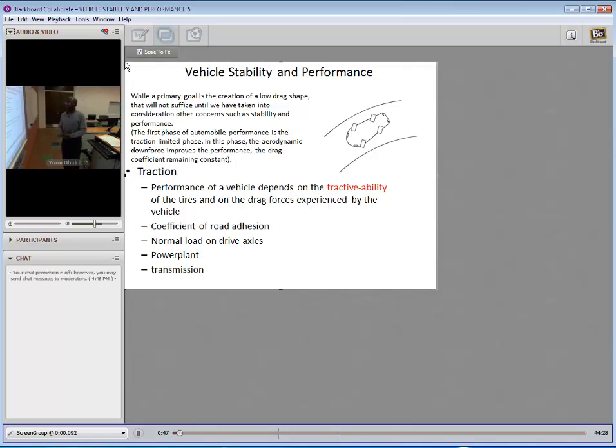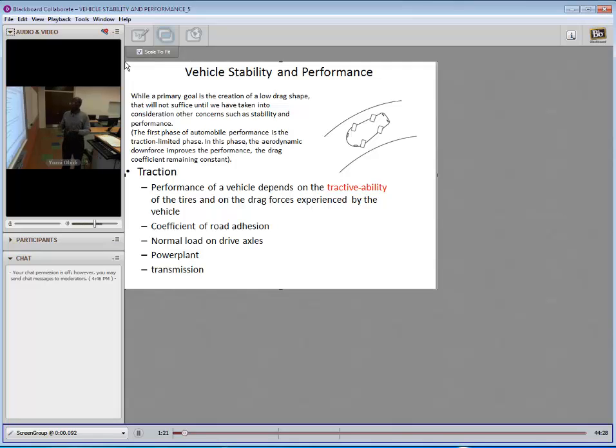And that's great, and that would give us a lot of aerodynamic benefit, but we can enhance the benefits we get by the creation of conditions that improve vehicle performance. The primary purpose in performance is not so much drag reduction, but there are benefits of drag reduction that come along with it. And in this section, we'll look at vehicle stability and performance.